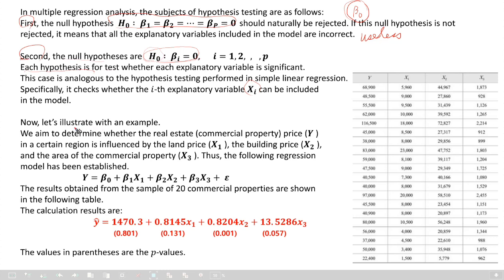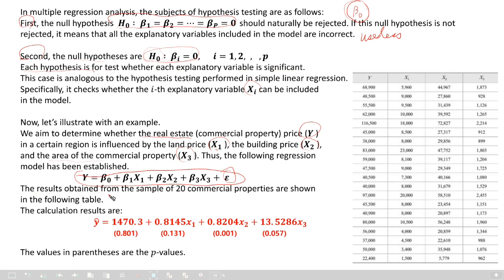Let us illustrate with an example. We aim to determine whether the real estate commercial property price Y in a certain region is influenced by the land price x1, building price x2, and area of commercial property. This one is the size of commercial property x3. So the multiple linear regression model will be y equal to beta 0 plus beta 1 x1 plus beta 2 x2 plus beta 3 x3 plus epsilon. This is your model. Of course, the assumption for epsilon is that it follows a normal distribution with mean 0, constant sigma square.